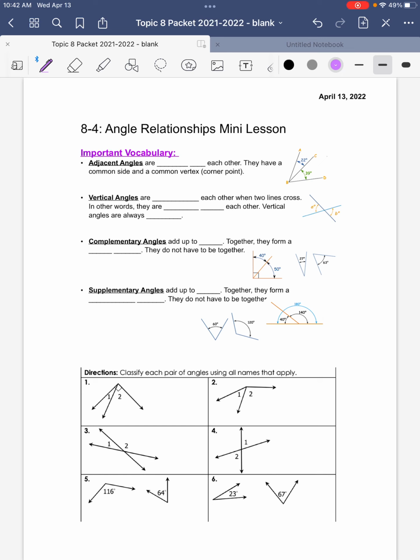Hey y'all, today is April 13th and we are doing a little mini lesson on 8-4 angle relationships. So first I want to go over some important vocabulary.